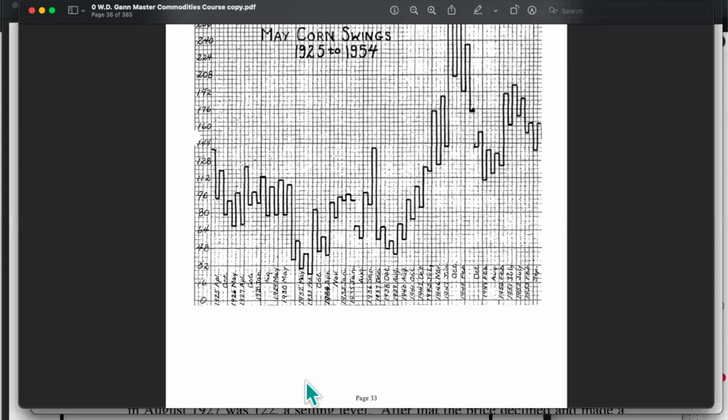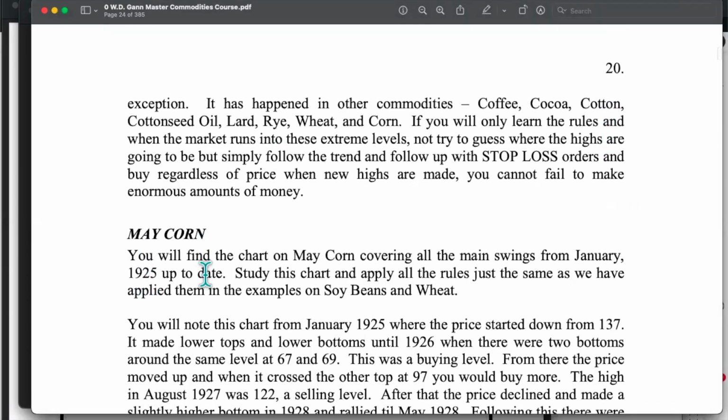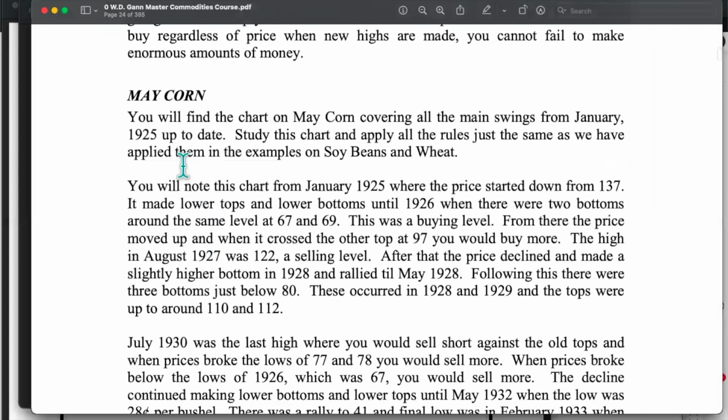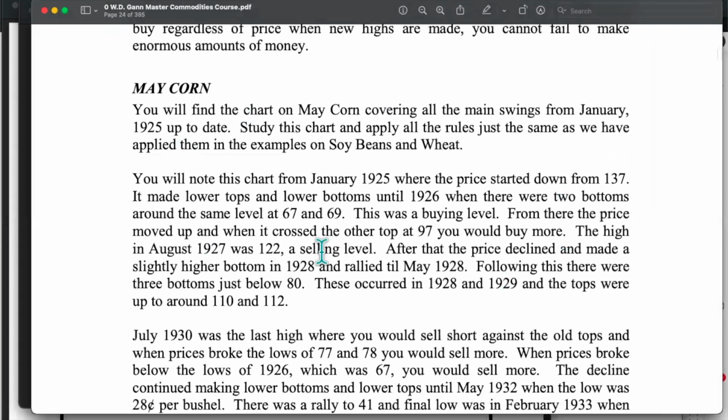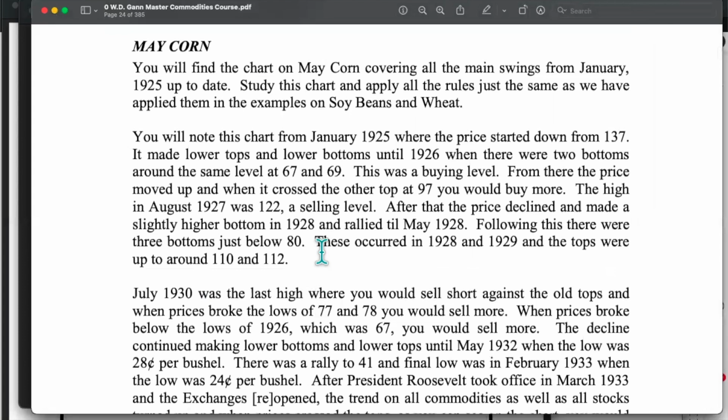As I told you previously, on page number 33 we have the Macon swings, and on page number 20 we have the Macon details. We'll try to read some of the details, maybe the initial page, and interpret what is more important for us so that we can correlate it with the theory which has been given.